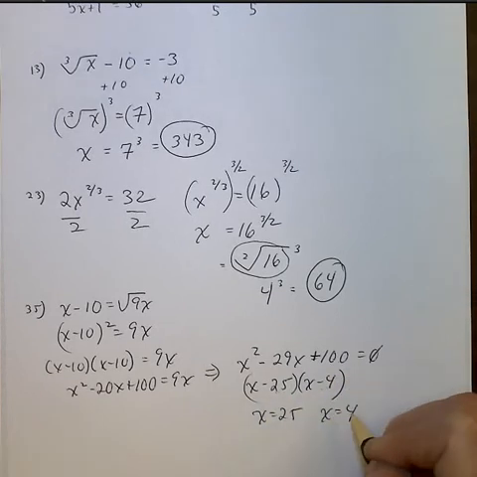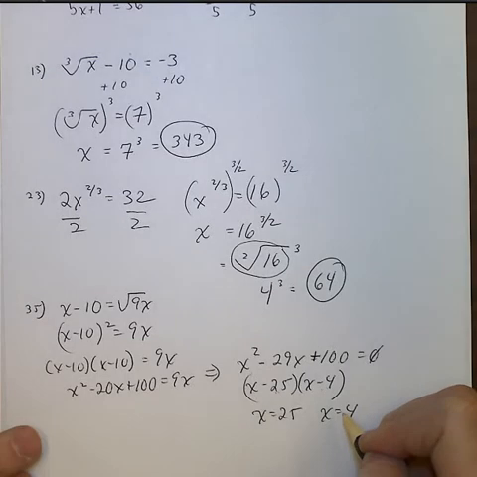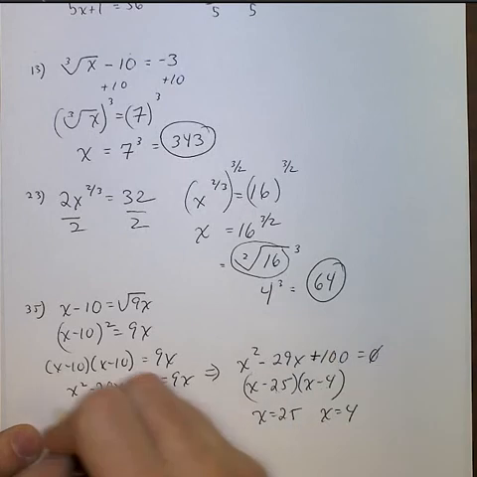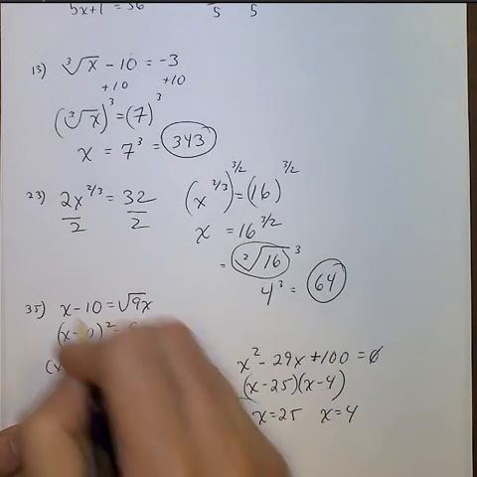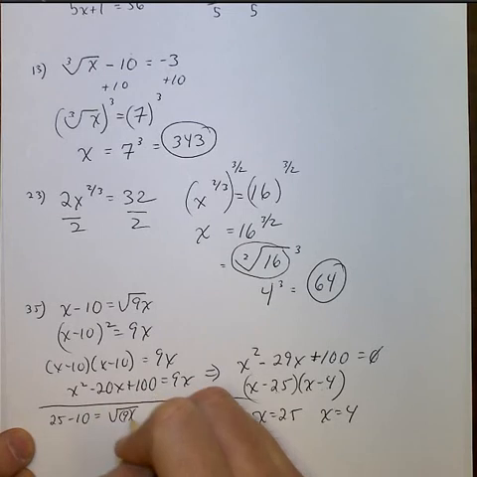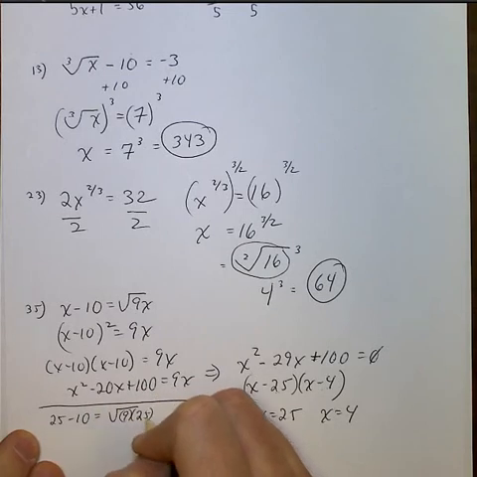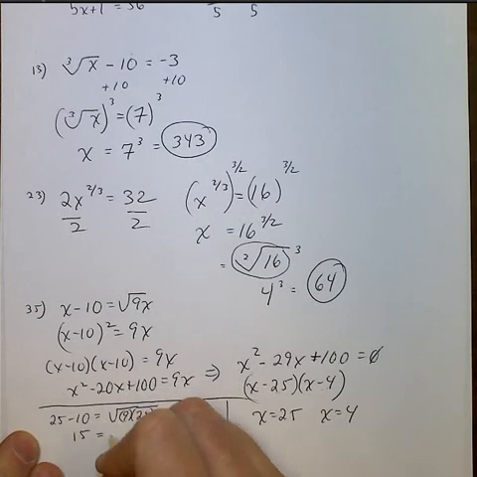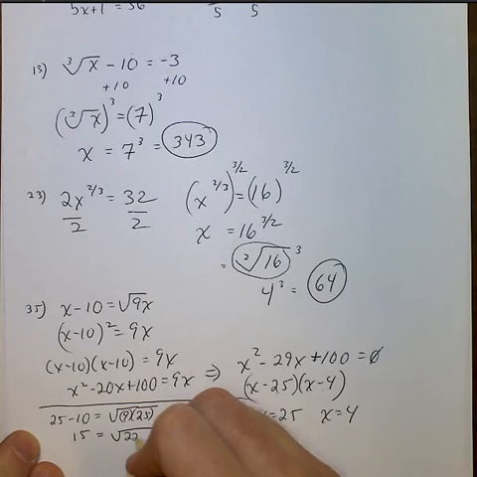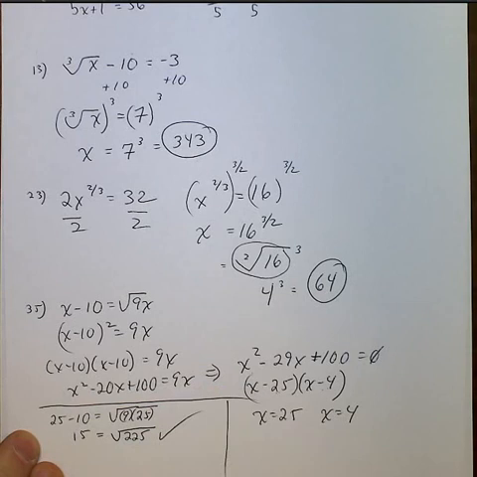Now since we squared both sides, we've got to check to see if we have any extraneous answers here. We'll start with x equals 25, meaning we plug 25 back into the original equation. I get 25 minus 10 equals the square root of 9 times 25. Does 15 equal the square root of 25 times 9? What's 25 times 9? That's 225. And the answer is it does. So 25 is a valid answer.